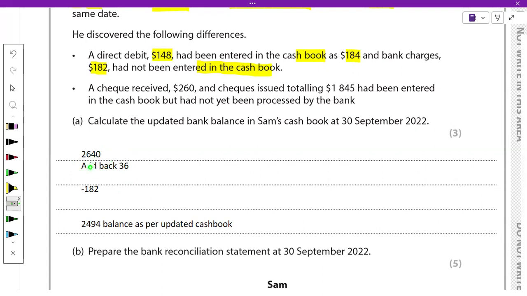And we have the bank charges, which is 182. We haven't deducted this, so we have to deduct it now, which is minus 182. Altogether we have 2640 add back 36 minus 182. So we have the balance as per the updated cash book, which is 2494. So we are done with this part.